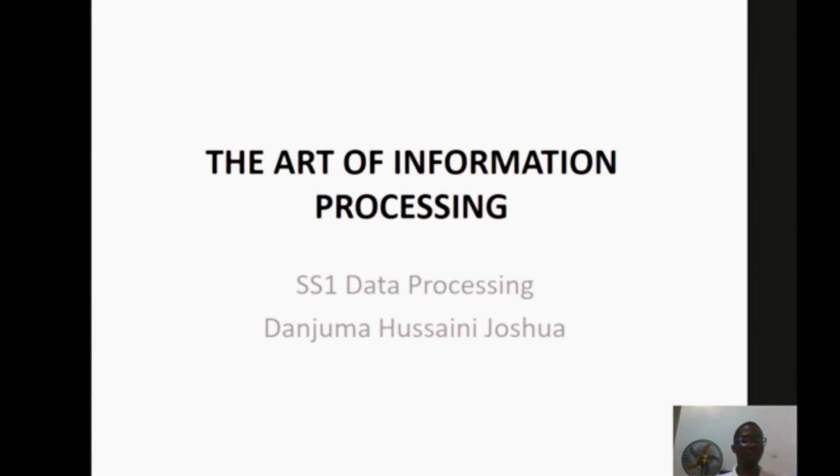And in our last class, we talked about application of ICT. We looked at the full meaning of ICT, which is information communication technology. We looked at the importance of ICT. We looked at ICT tools. So today, we'll be looking at the art of information processing.